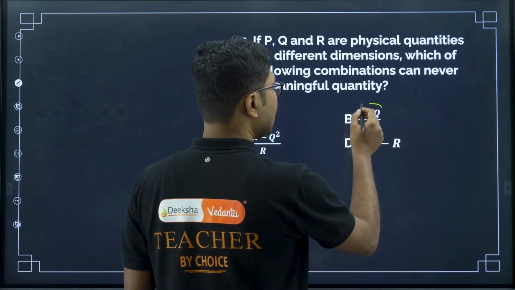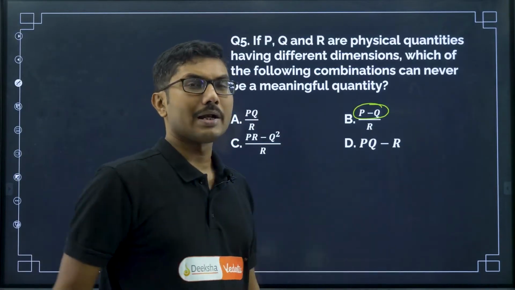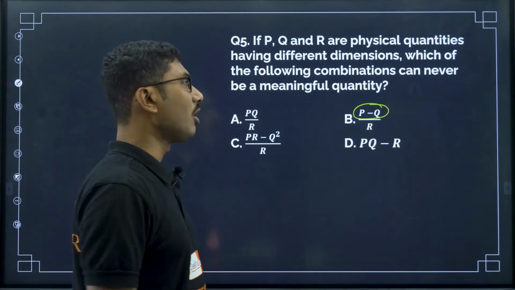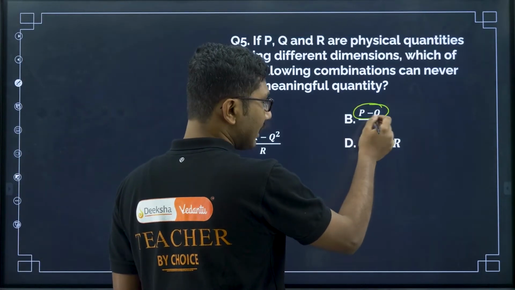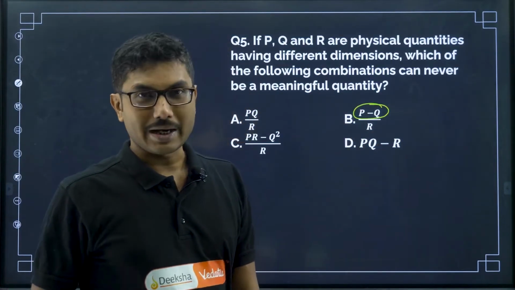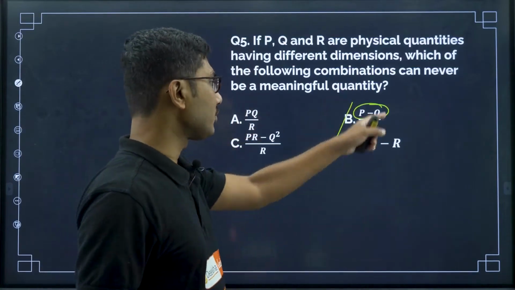So here, if you see, this quantity is directly getting subtracted, but P and Q are different dimensions. Different dimension quantities can never be subtracted or added, even though there is a division, but that is coming later. The first step you have to do is subtract them. That is not possible. So the correct answer is this; this is not possible.